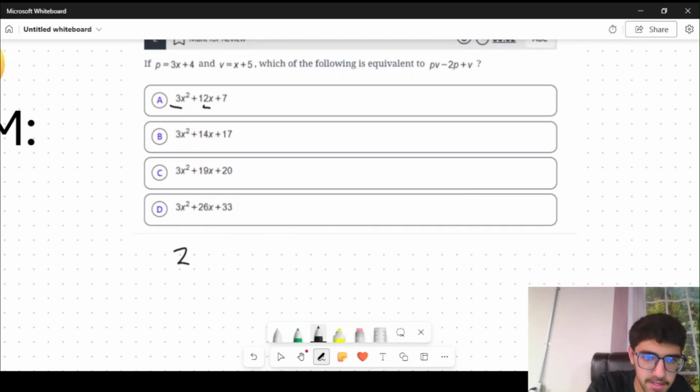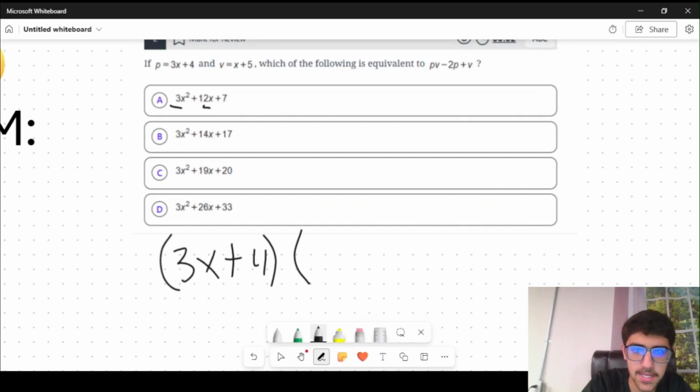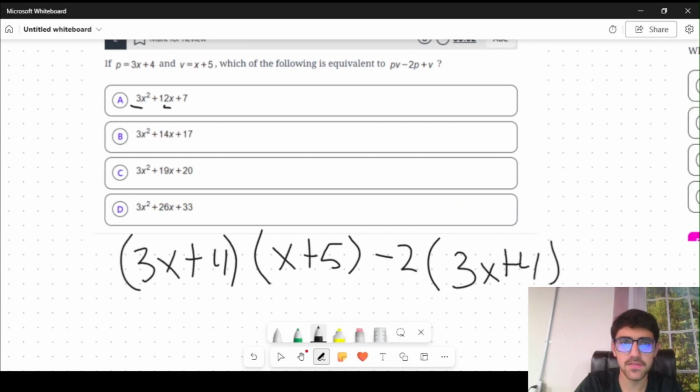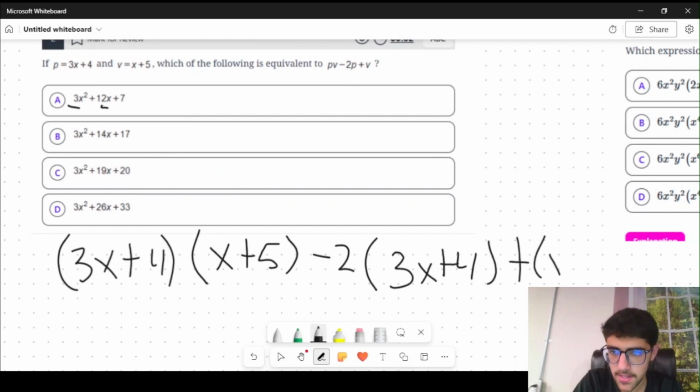Let's just start by plugging everything in. So p is 3x plus 4, and it's p times v. So (3x plus 4) times (x plus 5). Then we've got minus 2p, so minus 2 times p, which is (3x plus 4). And then finally plus v, which is x plus 5, plus (x plus 5).